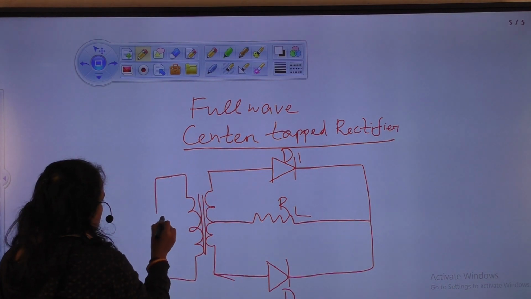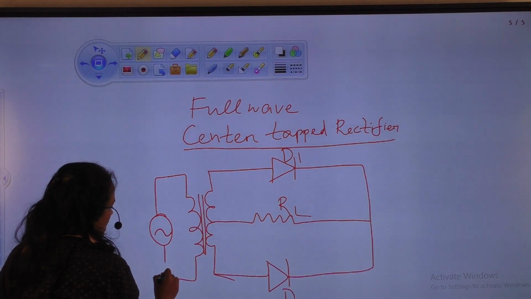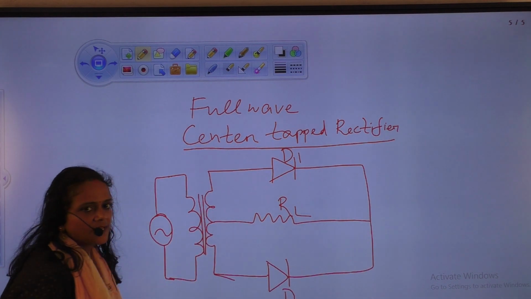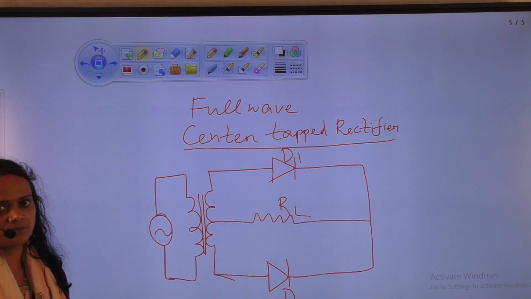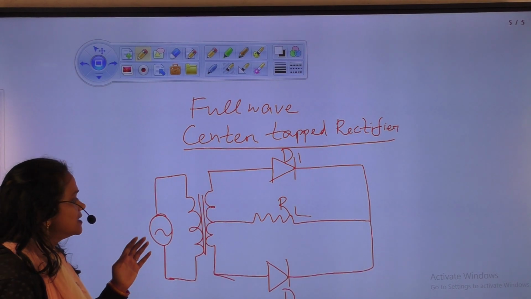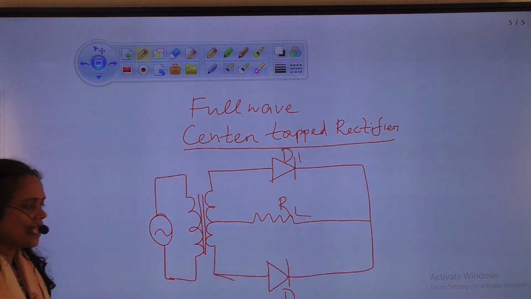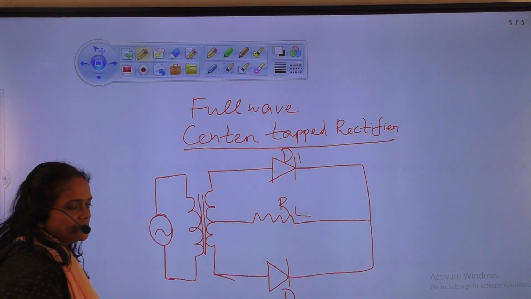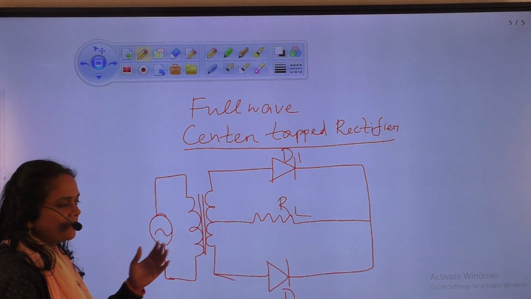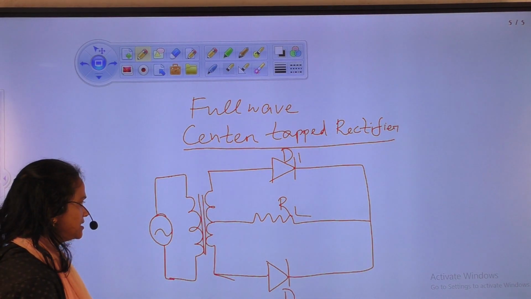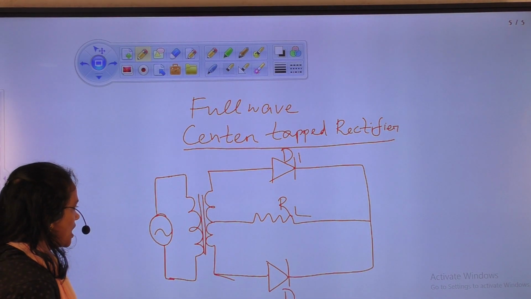This one is the circuit. Here we use a center tap transformer. That's why this rectifier is known as center tap rectifier. So this circuit consists of two diodes and a load resistor and a transformer.